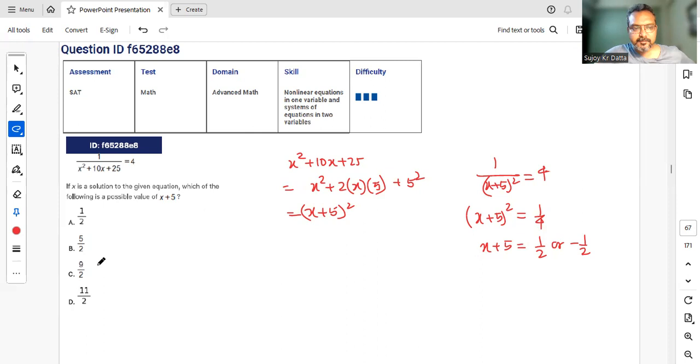They're asking which of these is possible. Obviously, the half is the one which is possible. You don't need to solve for x unnecessarily, then plug in x and find out x plus 5. All that is not required. But this needs observation. Let's go to the next one.